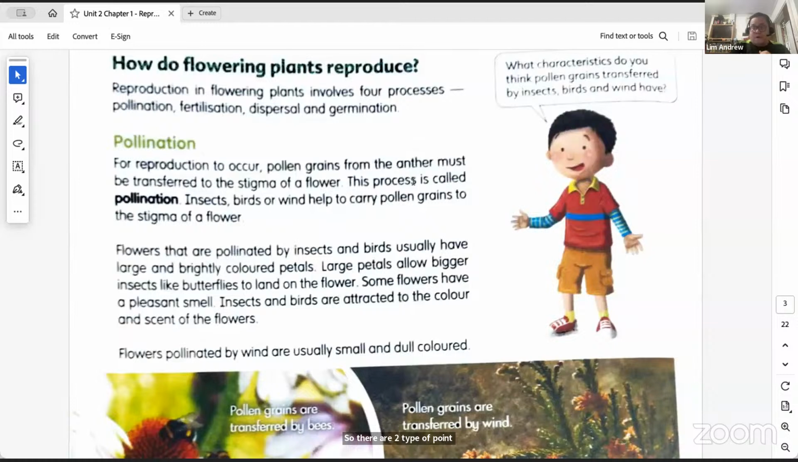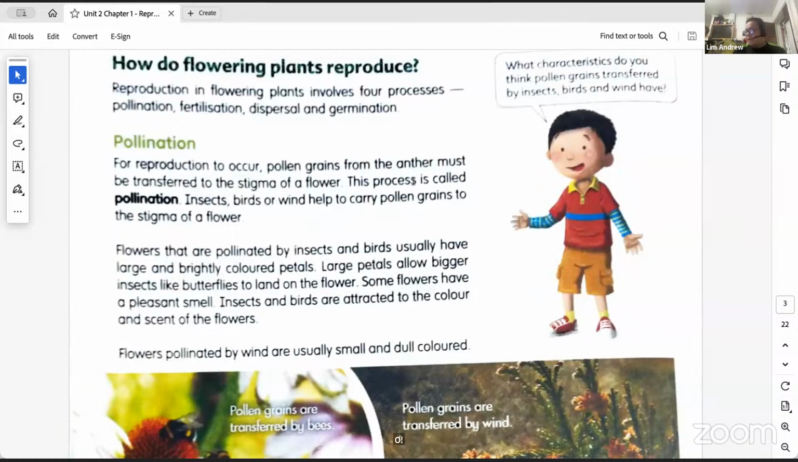So there are two types of pollination that students have to understand. The first is animal pollination, also known as insect pollination. Insect pollination basically means they need the help of the bees or butterflies to carry the pollen grain from the male parts of the flower to a female flower, maybe located elsewhere. Whereas the second one is wind pollination. This means that as the wind blows, the pollen grain gets picked up by the wind and travels to another flower.